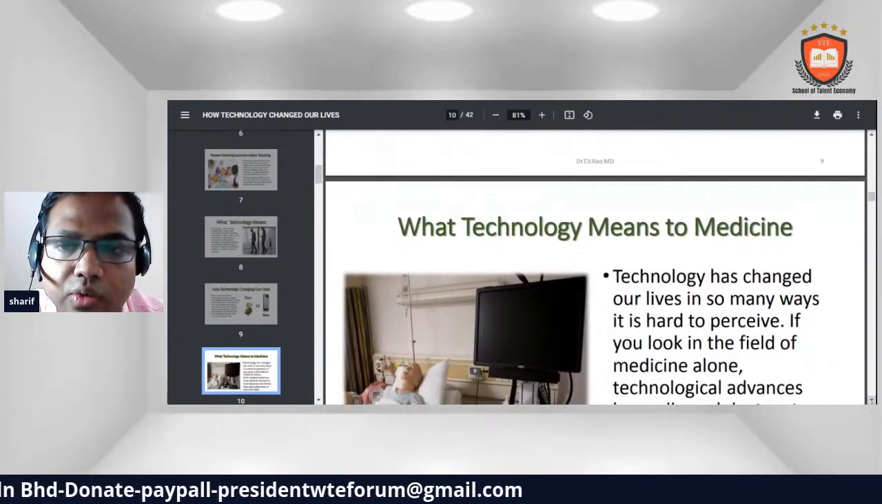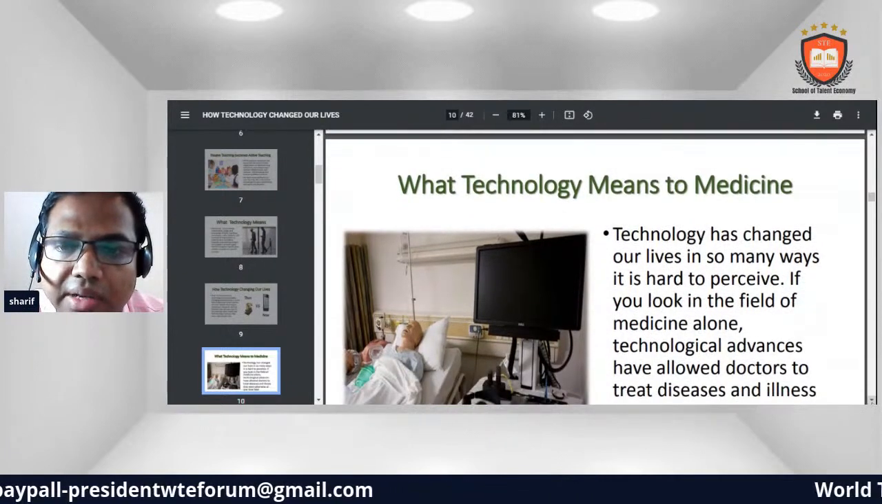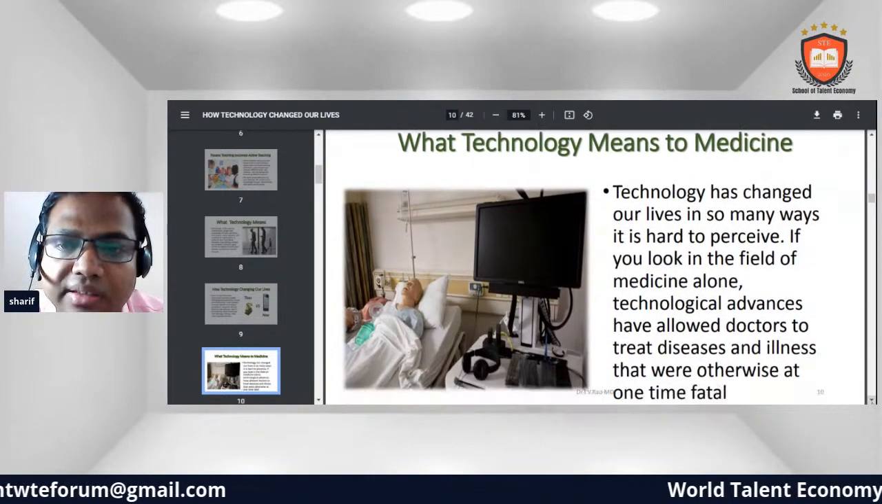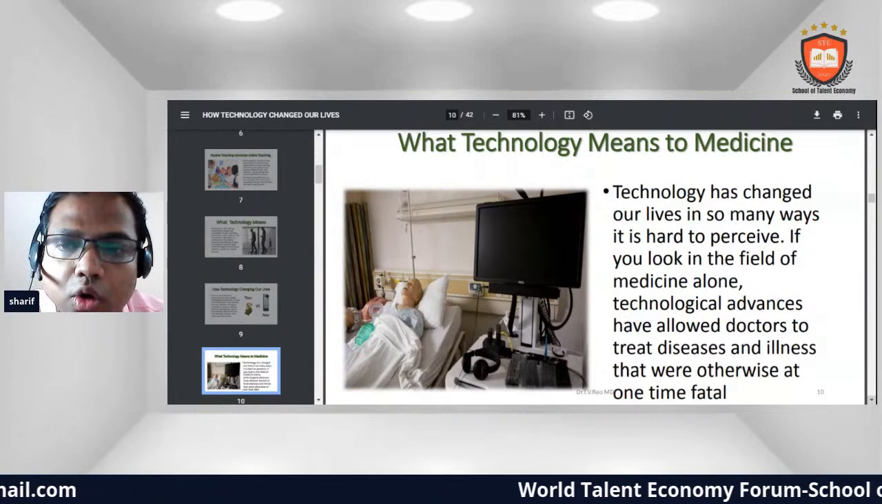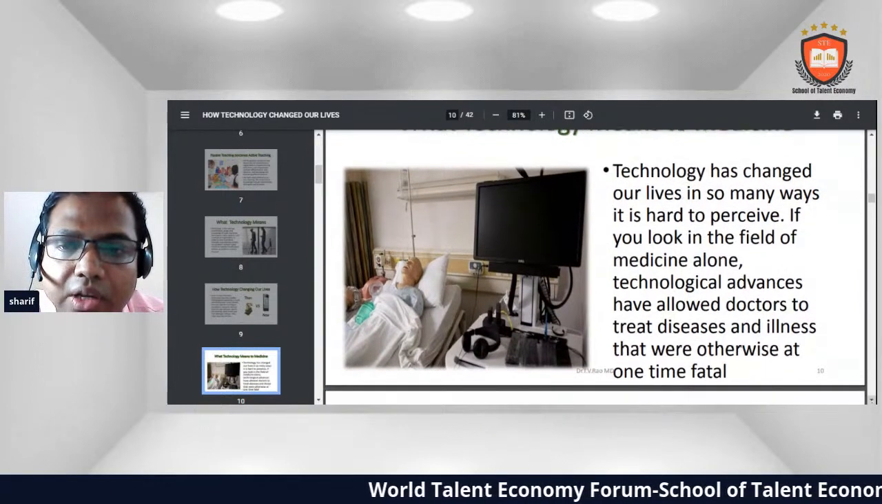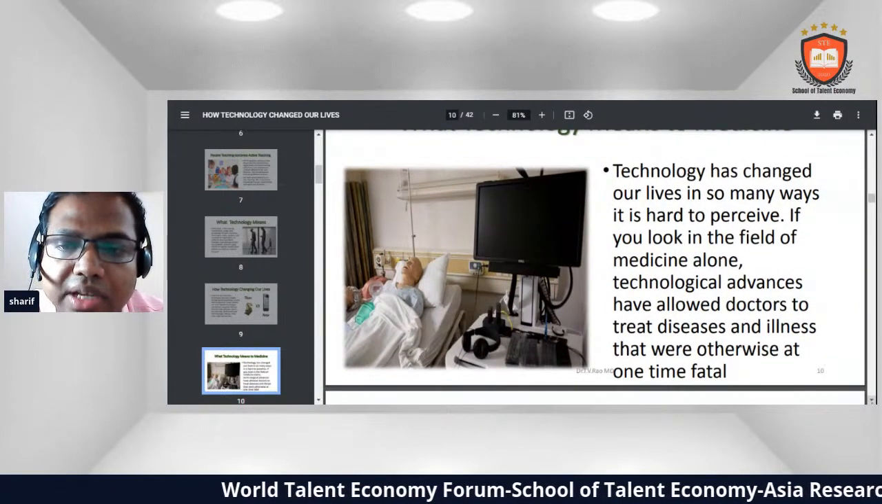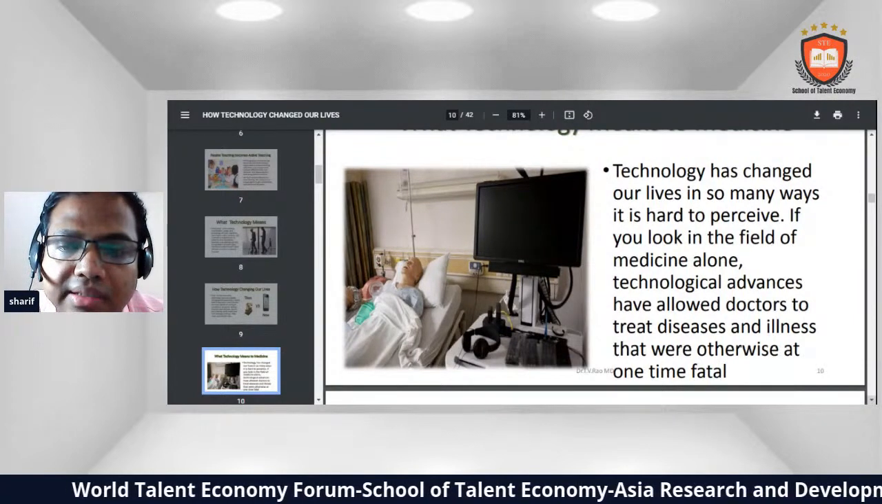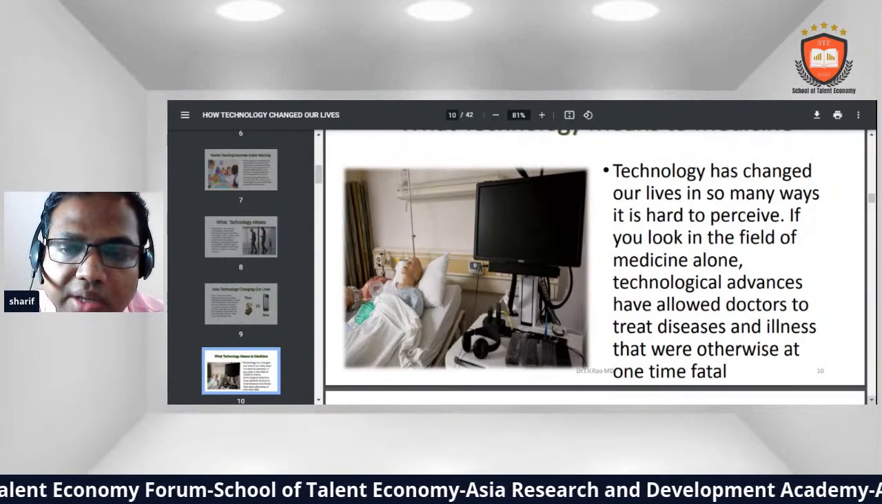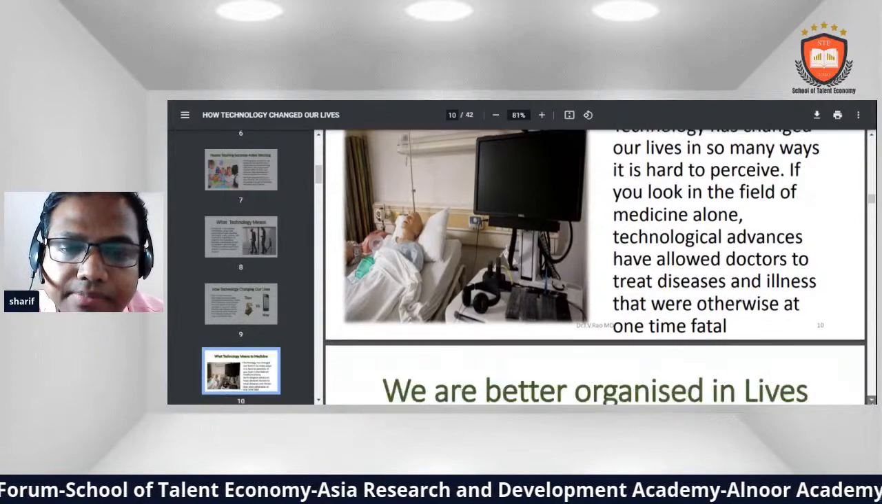What does technology mean to medicine? Technology has changed our life in so many ways that it is hard to perceive. If you look at the field of medicine alone, technological advances have allowed doctors to treat diseases and illnesses that were at one time fatal.